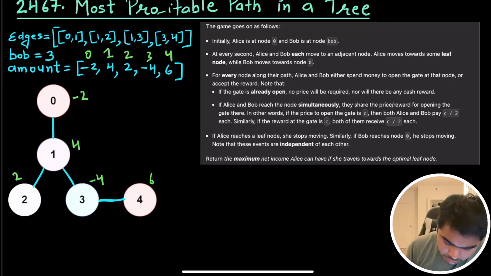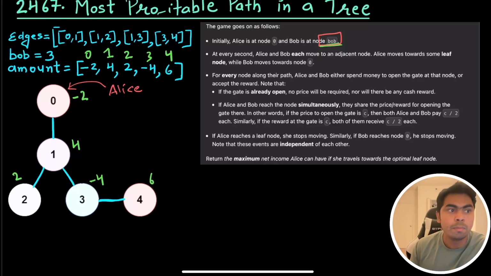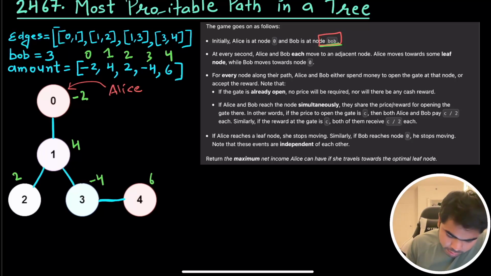Now let's go through the rules of the game. Initially there are 2 players, Alice and Bob, and initially Alice is at node 0. In all the games, and this is just one example, Alice is at node 0, and Bob is at some node, and in this example Bob is at 3. So Bob in this game is right here.